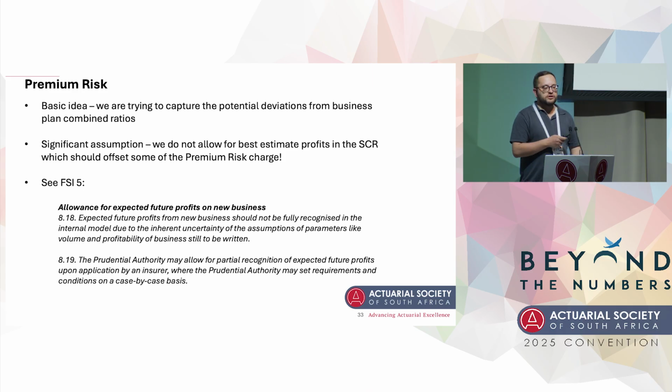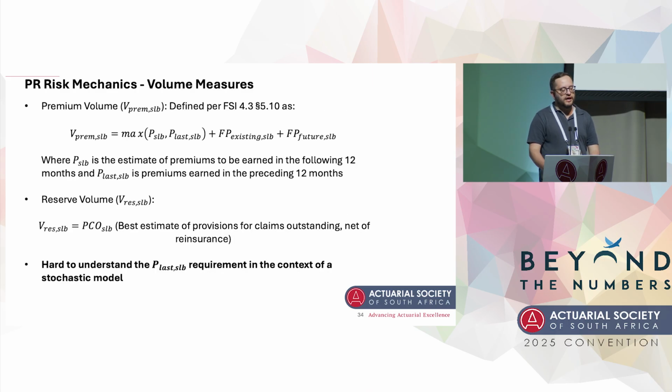And even if you have an internal model, explicitly in FSI 5, which is the prudential standard for internal modeling, it says you have to make a special application to the PA to allow for recognition of that expected future profit. So this is a very conservative assumption that's baked into premium risk. And the way that you'll see that we'll go through this is we will allow for distributions that capture some of that profit. So the premium risk mechanics, it's very difficult to come up with a stochastic model here.